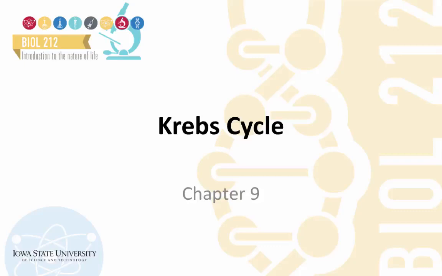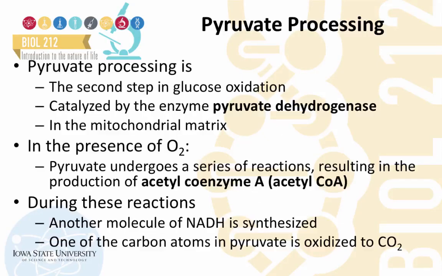In this video, we learn about the Krebs cycle, also known as the citric acid cycle. During glycolysis, glucose is converted through a series of reactions into pyruvate, which is further processed in the second step in glucose oxidation. This step is catalyzed by the enzyme pyruvate dehydrogenase and takes place in the mitochondrial matrix.